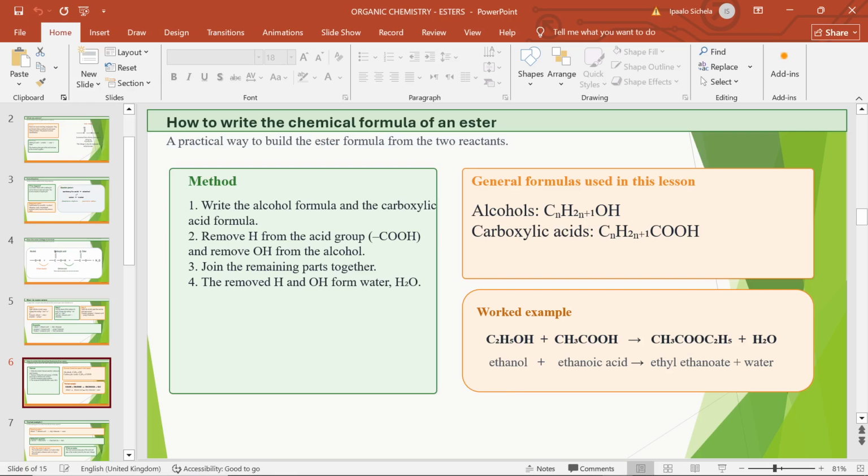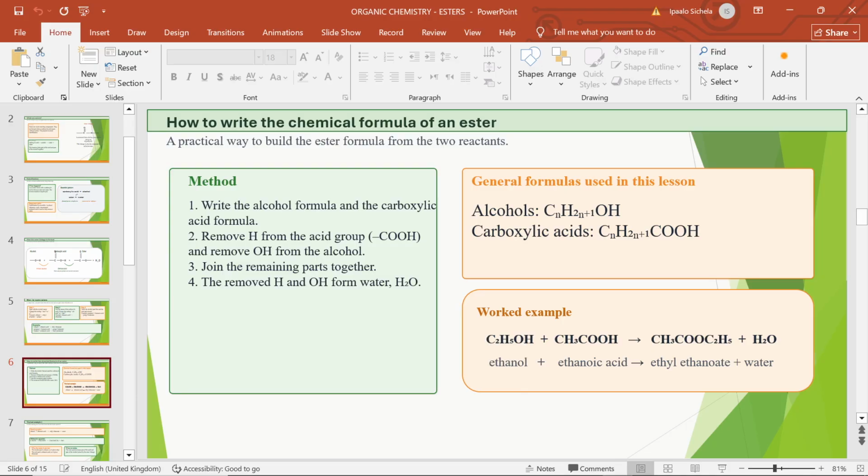water, because water is a byproduct of esterification, right? Yes. So now, how do you write the chemical formula for an ester? Start by writing the chemical formula of the alcohol given here. We have ethane. So how do you write the chemical formula of ethane?